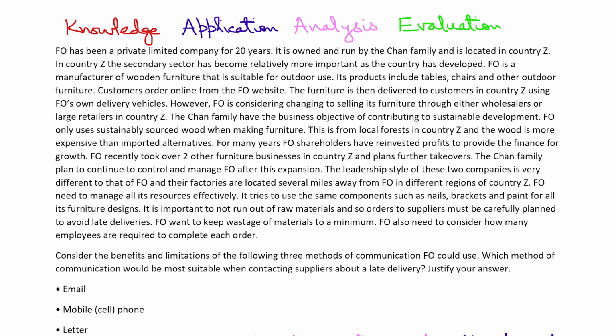The leadership style of these 2 companies is very different to that of FO, and their factories are located several miles away from FO in different regions of the country Z. FO need to manage all its resources effectively. It tries to use the same components such as nails, brackets, and paint for all its furniture designs. It is important to not run out of raw materials, and so orders to suppliers must be carefully planned to avoid late deliveries. FO want to keep wastage of materials to a minimum. FO also need to consider how many employees are required to complete each order.